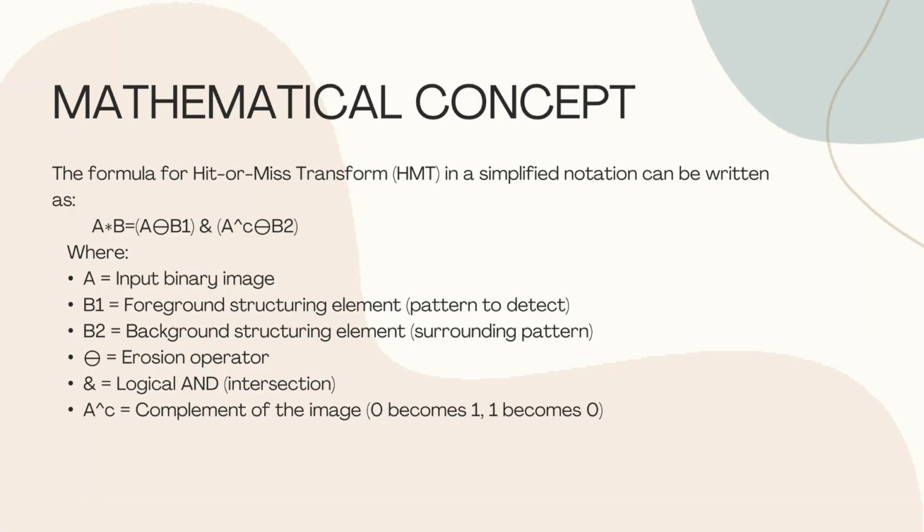Now let's look at the mathematical concept behind the hit or miss transform. It is represented as A ⊛ B equals A erosion B1 and A complement erosion B2. Here, A is our binary image, B1 represents the foreground structuring element, and B2 defines the background. The operation performs erosion on both the image and its complement, and then takes a logical AND of the two results. This ensures that only those pixels that match both the object and its background pattern are detected.